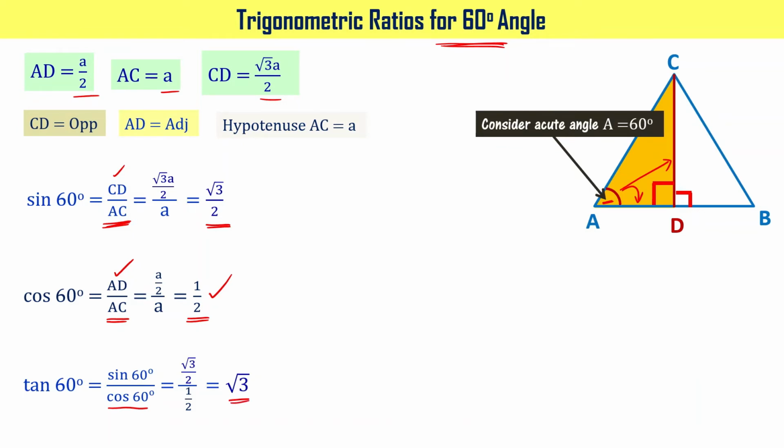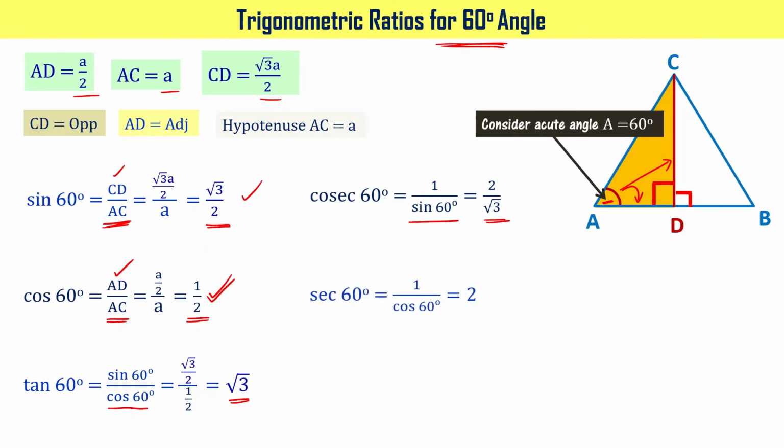Got it? Now, since we know sin 60 degrees, cosec 60 degrees is going to be 1 by sin 60 degrees, that is equal to 2 by root 3, right? Cos 60 degrees is 1 by 2. It means sec 60 degrees is going to be 2, because that is equal to 1 by cos 60, right? Tan 60 degrees is root 3. It means cot 60 degrees is 1 by root 3, because it is 1 by tan 60 degrees. Got it?